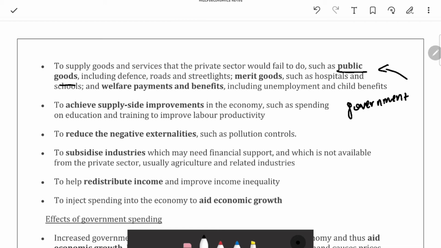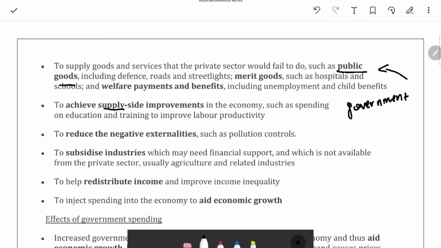finally providing the unemployed some welfare benefits, because again, they're part of your country and they have the right to get those basic necessities, so the government has to spend on them just to give them the welfare payments and benefits. The next one is the supply side improvements.